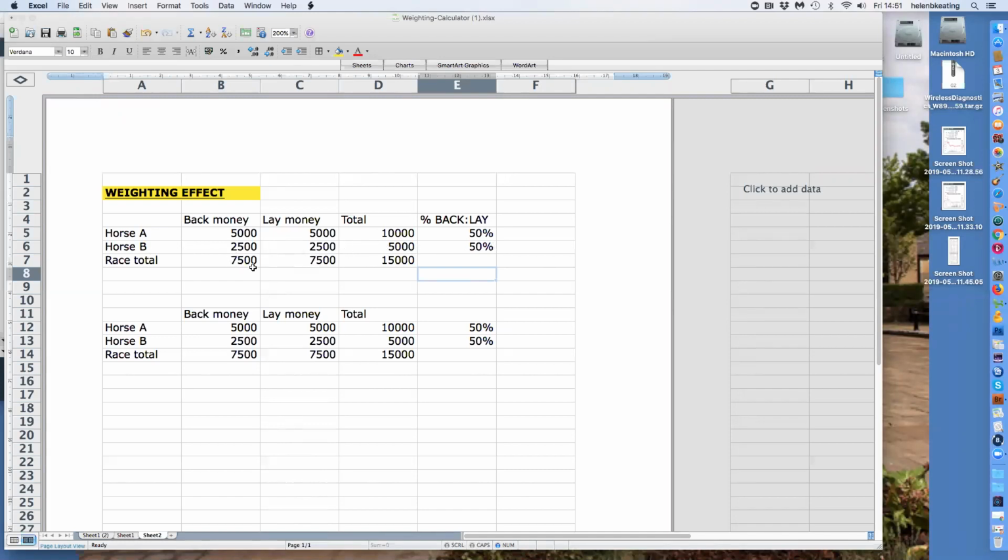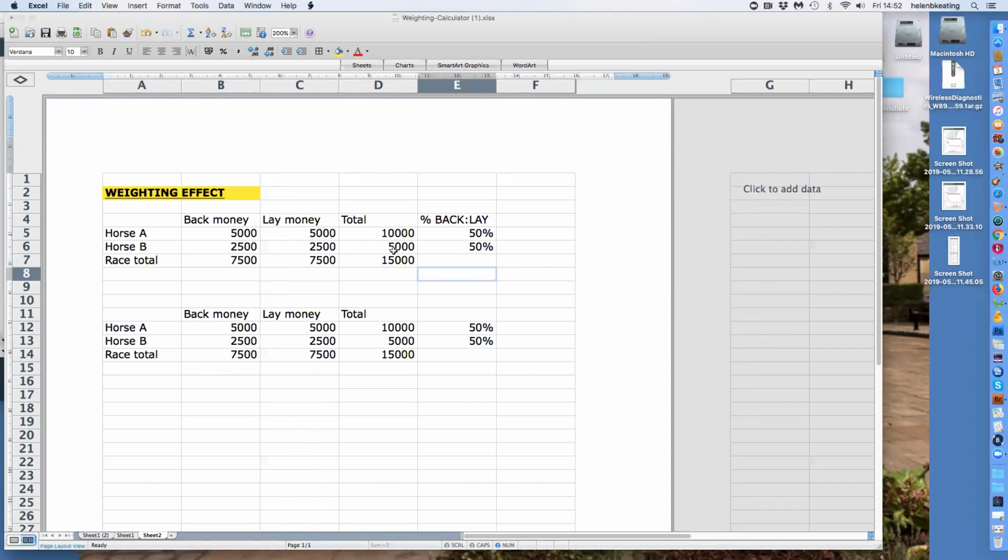So what we would see in this race, if it was perfectly done, just for explanation purposes, is horse A at evens and horse B at evens in the betting, because there is the same amount of money for and against each horse. However, horse A is heavily overweighted, because it's got 66% of the total money on it, and horse B is significantly underweighted. It has 33% of the total amount bet on it.